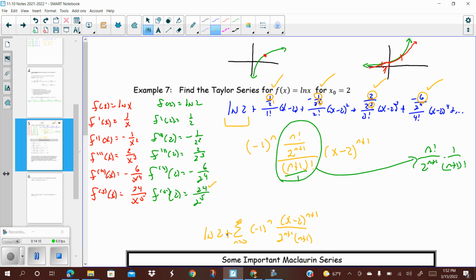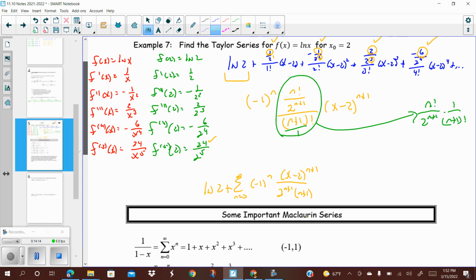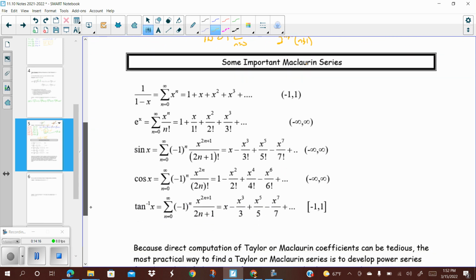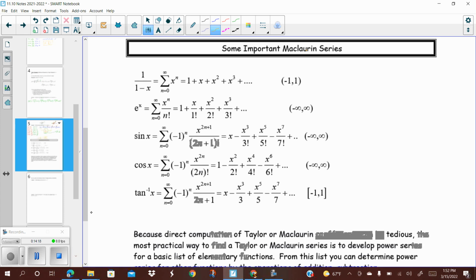All right, that is developing a Taylor series centered at something other than 0. Down here are probably those 5, like I said, most important Maclaurin series. 1 over 1 minus x we've been dealing with. I hope you kind of already know that one by now. It's x to the n. It's kind of like your baseline.